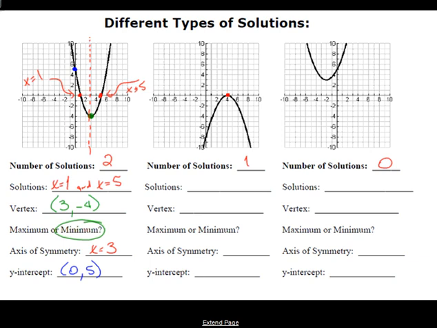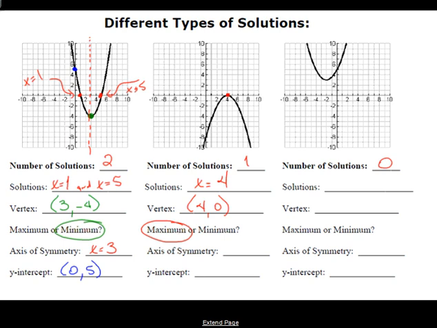Looking at the second graph, we know that there is one solution. That solution is x equals 1, 2, 3, 4. And my vertex is the same as my solution here, which would be 4, 0. Anytime that you have one solution, the vertex is the x-intercept. The y value will always be 0. In this case, this is a maximum. It is the highest point on our parabola.